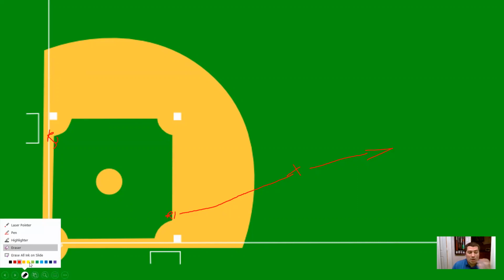I could see that because he's going the wrong direction. I mean, he's not even going remotely close to second base. He's going the opposite direction. You know, I could see that.